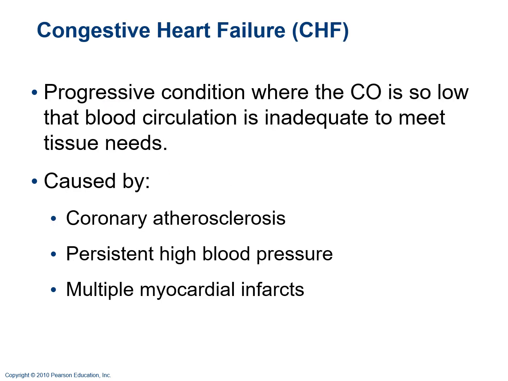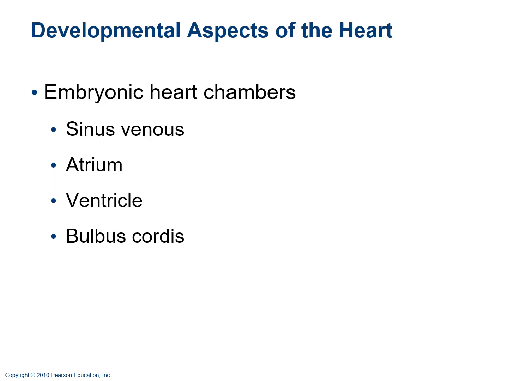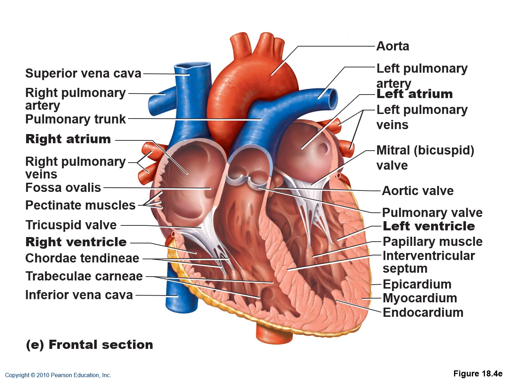Congestive heart failure is a progressive condition where the cardiac output is so low that blood circulation is inadequate to meet tissue needs, and this is caused by coronary atherosclerosis, or a thickening, hardening of the coronary arteries, persistent high blood pressure, or having multiple myocardial infarcts or heart attacks. The development of the heart takes place through embryonic heart chambers, which include the sinus venosus, atrium, ventricle, and bulbous cordus. There's just one atrium and one ventricle to start. And then those develop into what you see here.